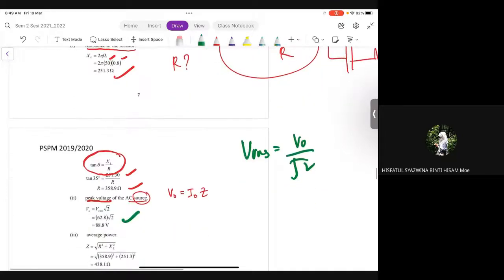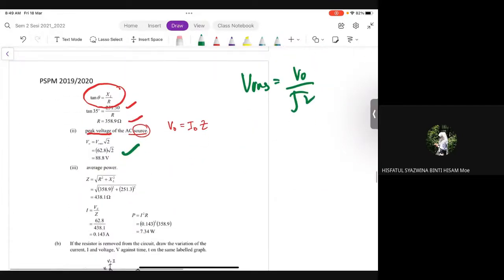Okay, soalan seterusnya dia minta power average. So power, nampak tak, dia akan guna I square R. Memang selalunya guna I square R ke ataupun IRMS, VRMS R. So you kena cari dulu I. So macam mana dia cari I? Dia cari Z. Z sama dengan R squared XL squared. R ada, XL ada, so you akan dapat Z.